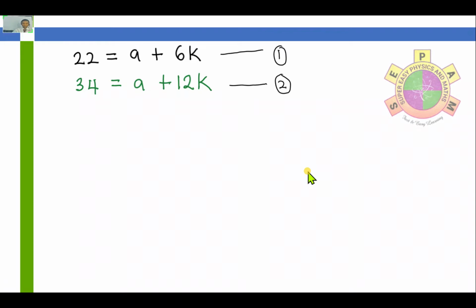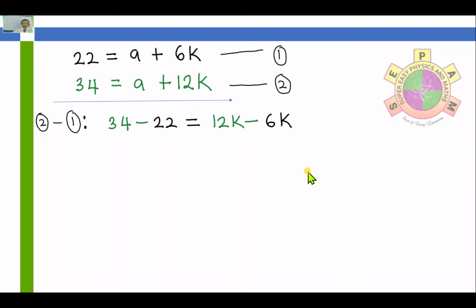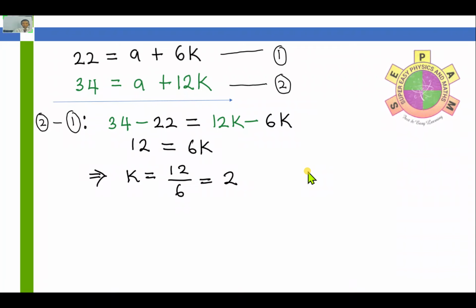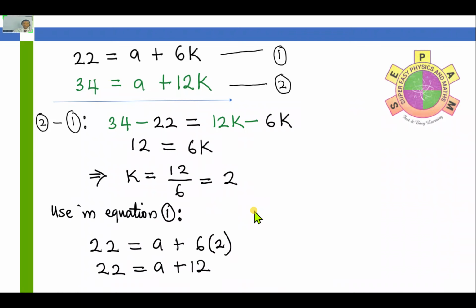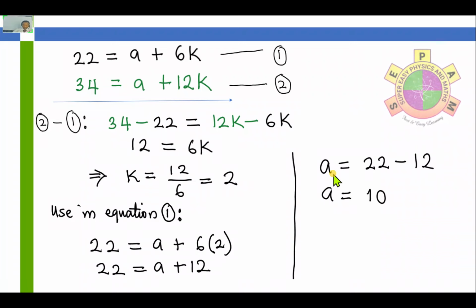So let's solve the two equations simultaneously. 12 equals 6k. So make k the subject of the formula. So k is 2. Now use the value k equals 2 in equation 1. Equation 1, 22 equals A plus 6k. So that gives the value of A as 10.